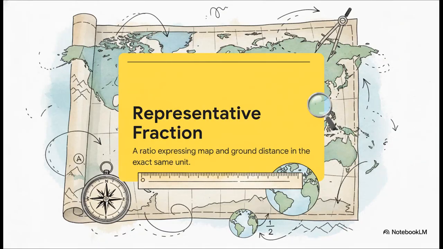But what happens if you're navigating somewhere that uses entirely different units of measurement? Enter the representative fraction. It's a ratio where the map distance and the ground distance are expressed in the exact same unit. Because it's completely independent of any specific unit, like inches or centimeters, it works absolutely anywhere. That's why navigators universally call it the international scale.